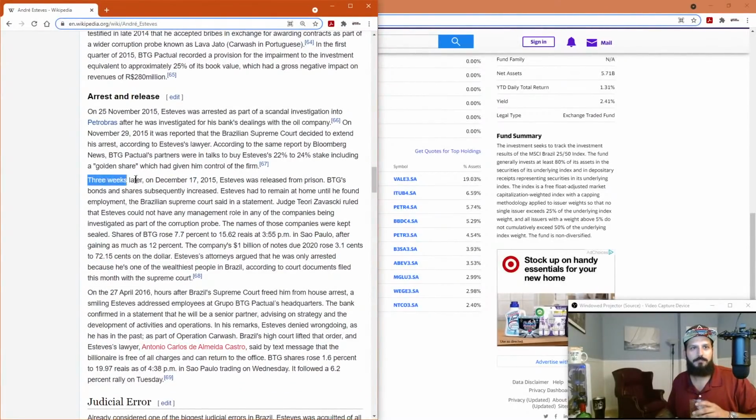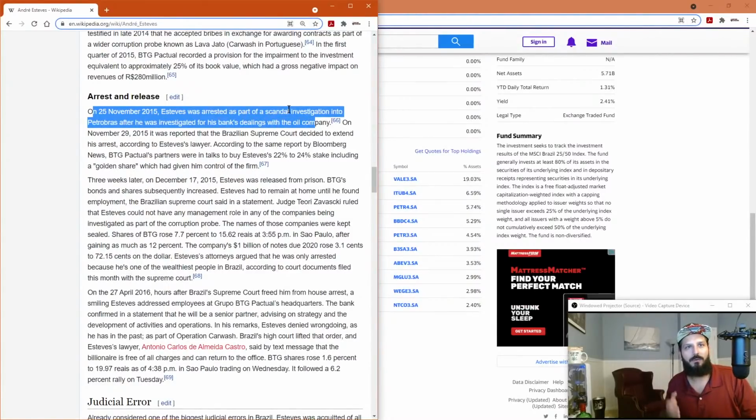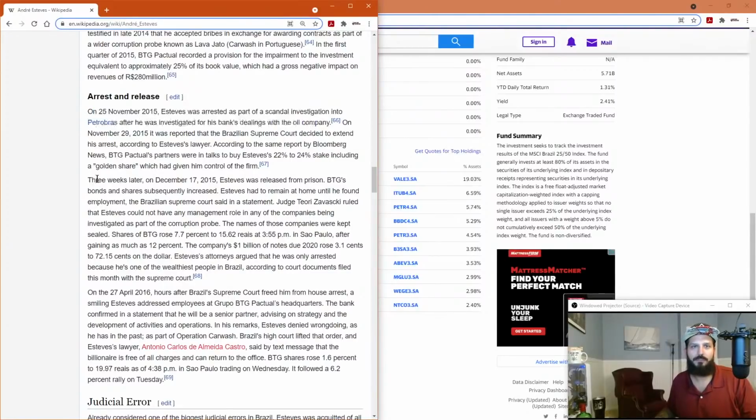And 3 weeks after he was arrested and convicted, Esteves was released from prison. All right. In November 2015, Esteves was arrested as part of a scandal investigation into Petrobras after he was investigated for his bank's dealings with the oil company. Okay. It was reported that Brazil decided to extend his arrest. And according to the same report, BTG Pactual's partners were in talks to buy 22 to 24% of his stake, including a golden share. And 3 weeks later, he was released.